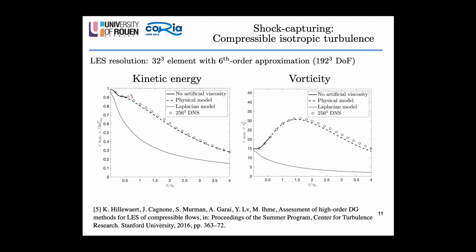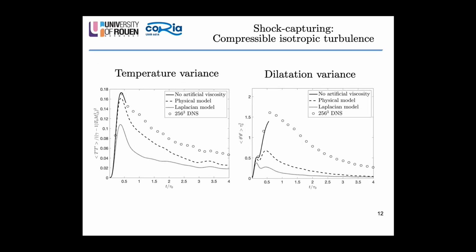And we notice that, first of all, without any artificial viscosity, the simulation fails pretty early. Instead, using the Laplacian model, we have a stable simulation, but extremely dissipative on vorticity modes. Whereas the physical model gives quite good results in terms of agreement with the reference DNS data. On the other hand, if we look at thermodynamic quantities, so in terms of temperature variance and dilatation variance, both models are quite dissipative, but still the physical model is way less dissipative than the Laplacian model.